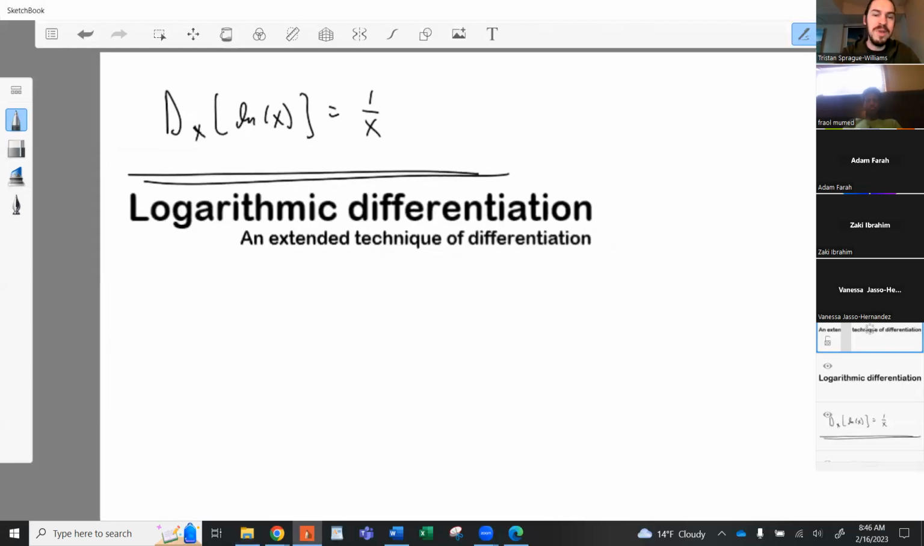So logarithmic differentiation is sort of an extended technique of differentiation that you use in some rare circumstances to differentiate some messy, complicated functions. So let's look at an example of such a function. We want to find the derivative of x to the power x.